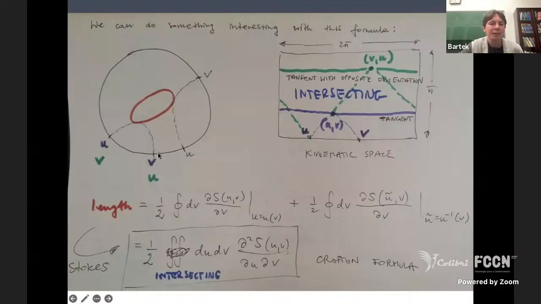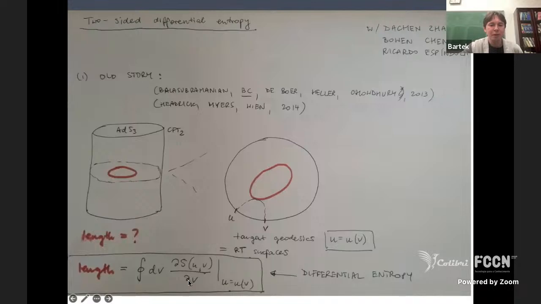Whereas these ones, this is the same geodesic, but from the perspective of the other complementary large interval, which covers more than half of the boundary circle. That's one way of saying it. Okay. And now the differential entropy formula, which we saw before, I remind you that this is what the formula looks like.